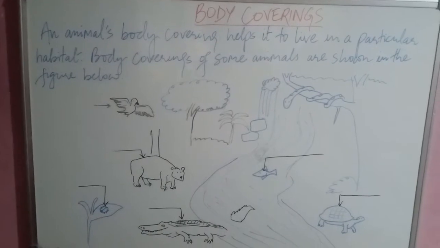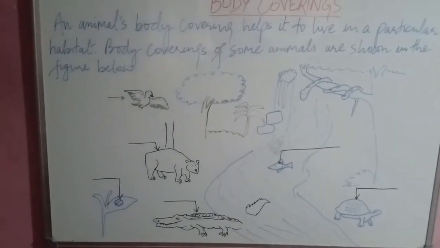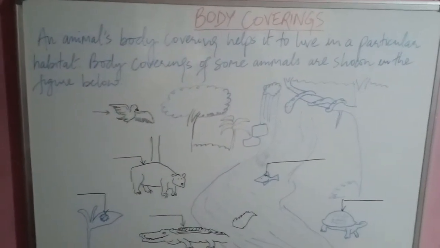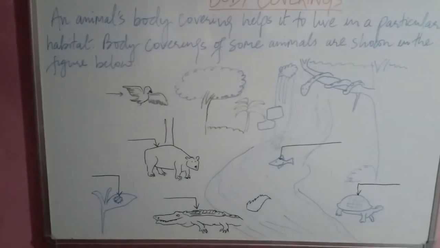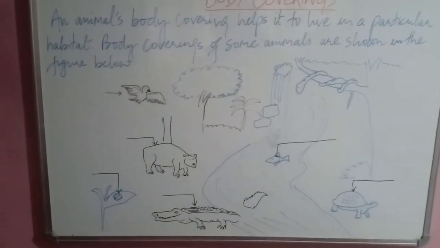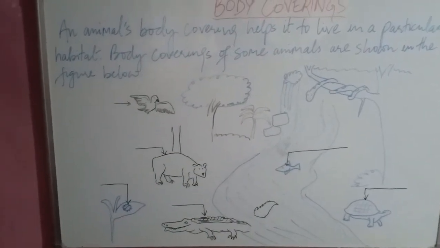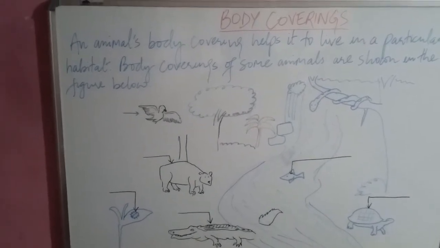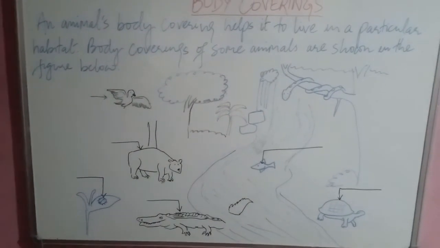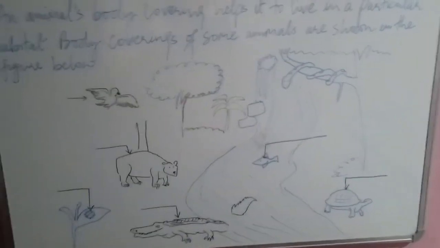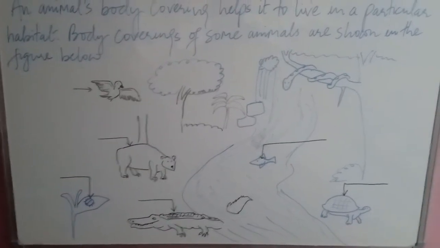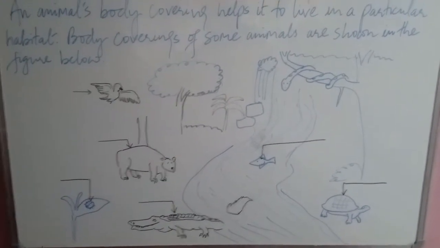Then crocodiles have thick plate-like scales. We will come across the topic of scales later, so for now just remember that a crocodile has thick plate-like scales. Then we have beetles, which have a hard outer covering called cuticle that protects the soft body. So even insects like beetles have a hard outer covering which also protects their soft body.